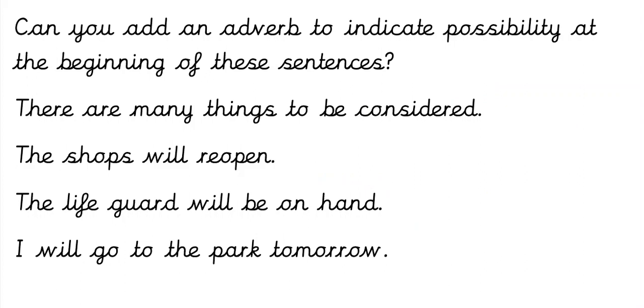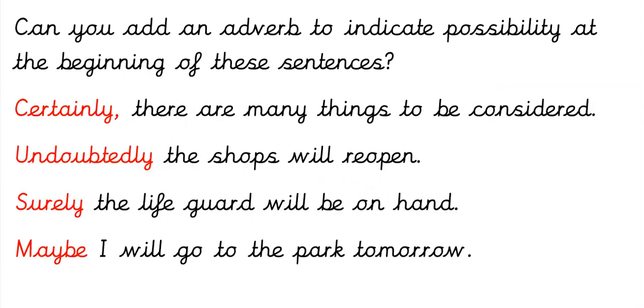Okay, so let's look at mine. So there's many different variations that you could do for this, but these are some ones that I thought of myself. So I thought we could put certainly at the beginning of the first sentence. So certainly, there are many things to be considered. Undoubtedly, the shops will reopen. I use the word undoubtedly because I know for a fact that most shops will reopen eventually. Then we've got surely the lifeguard will be on hand, and maybe I will go to the park tomorrow.